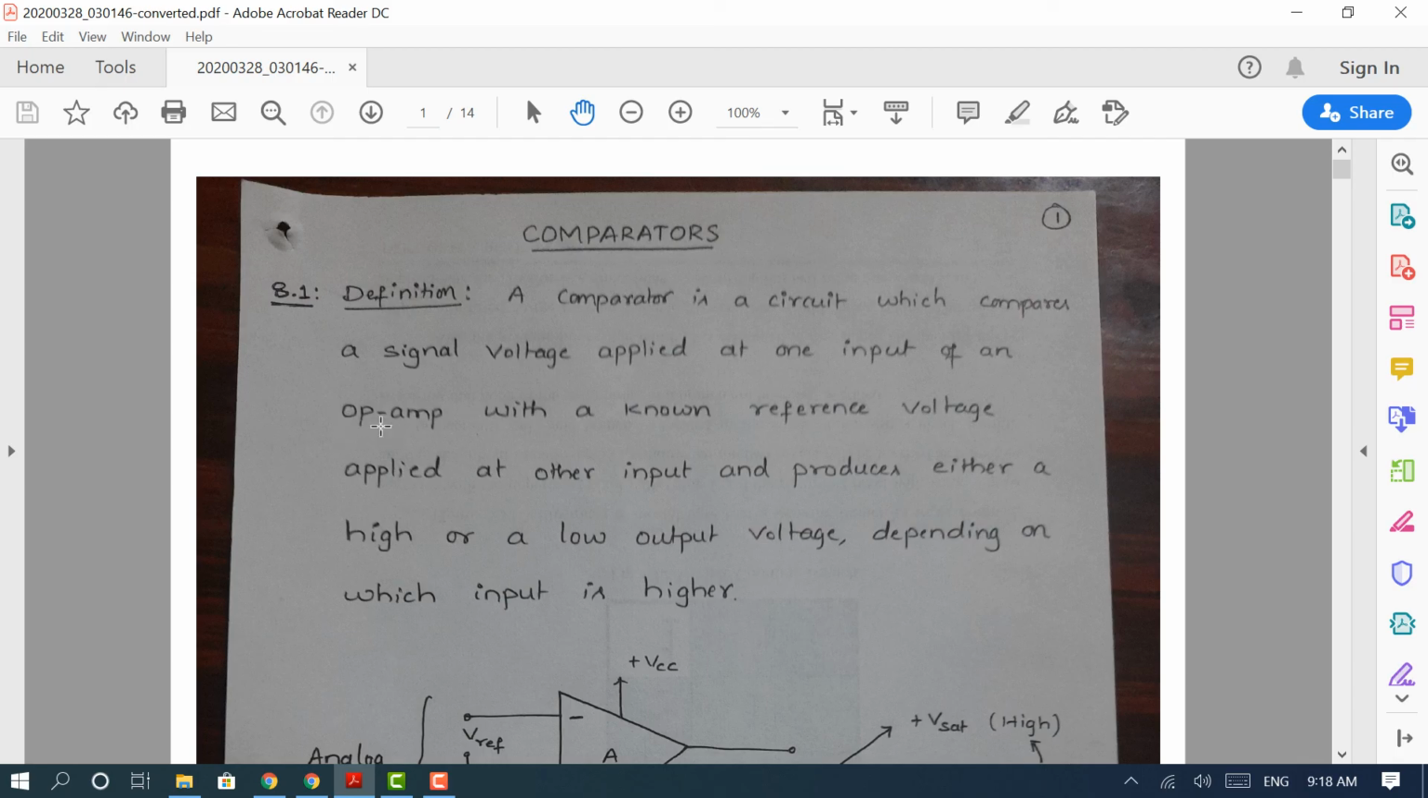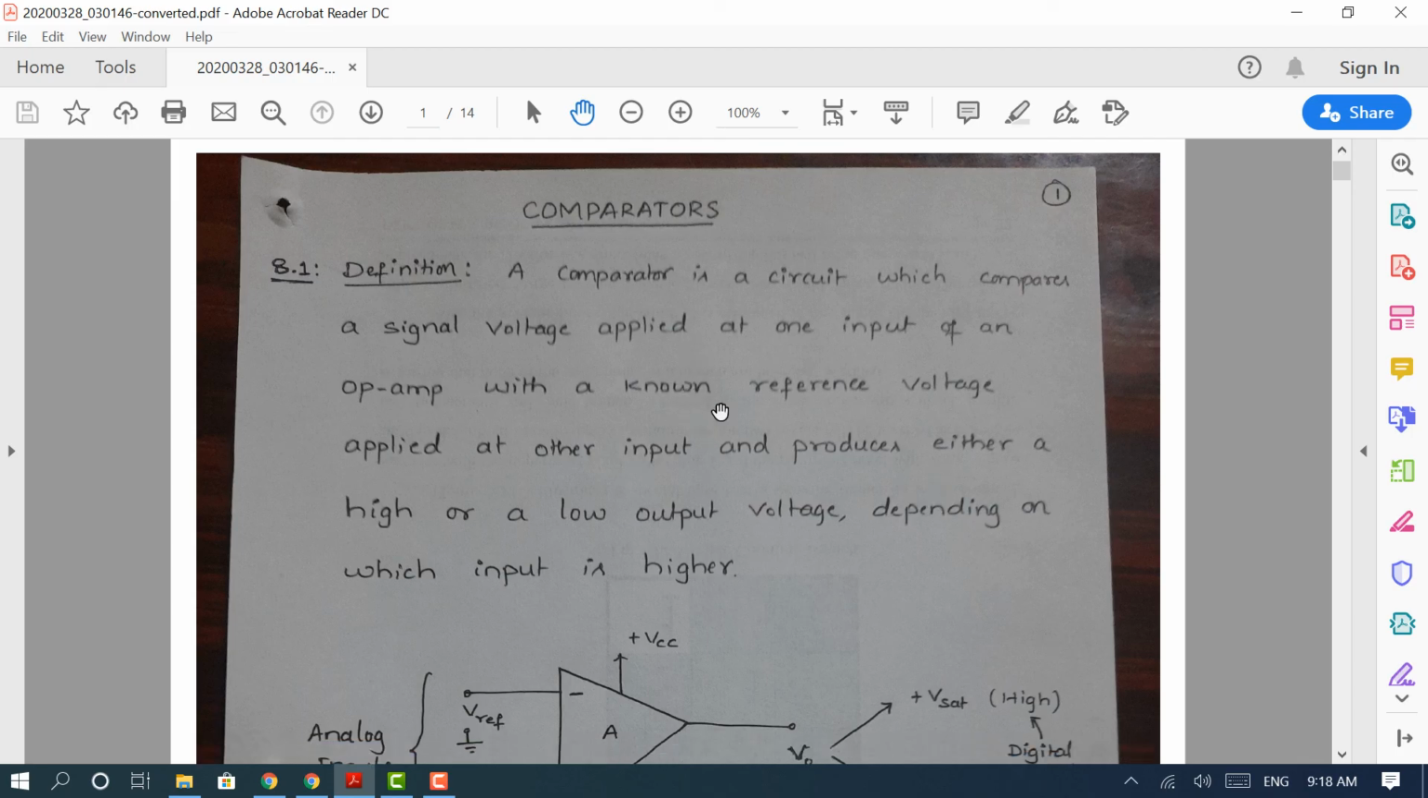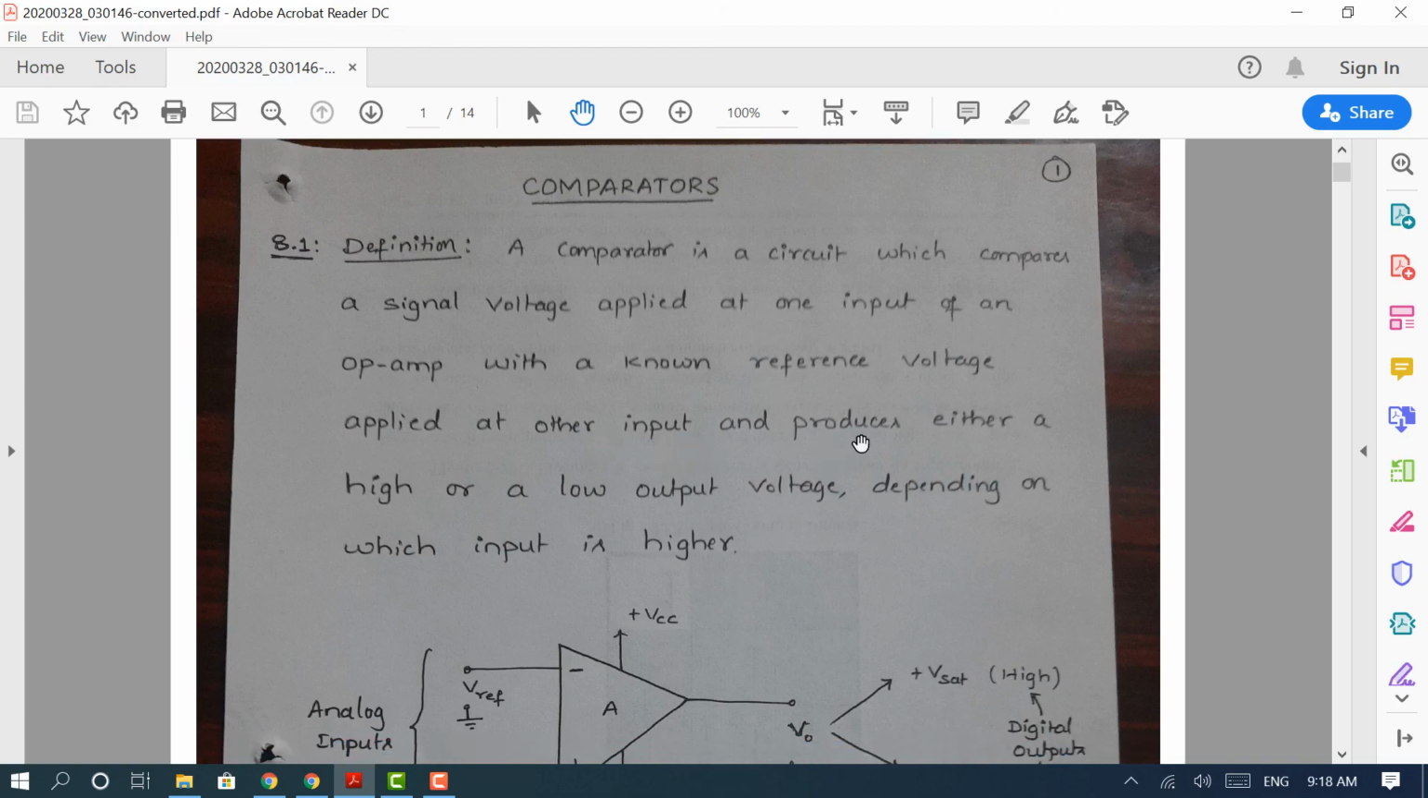An op-amp has two input terminals. For one input we apply a reference voltage, and to the other input we apply a voltage which is analog in nature. Two inputs of the op-amp are used, one with a reference voltage and the other with the analog voltage, so that the output is either high or low, depending on which input is higher.